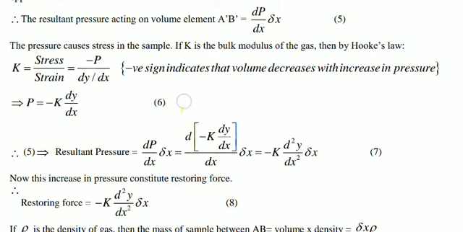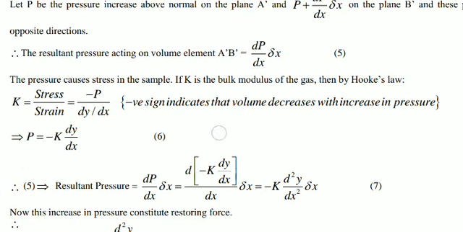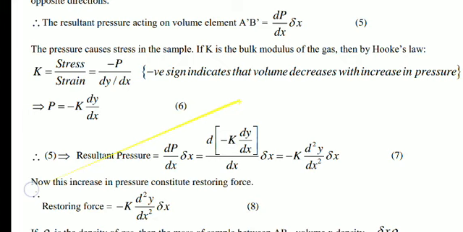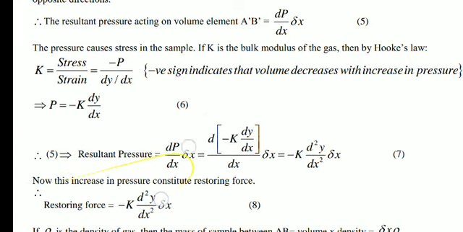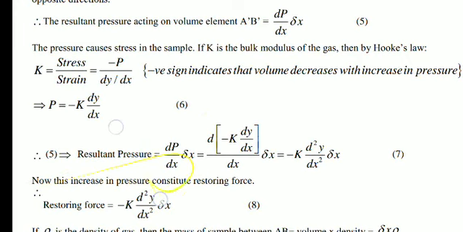Okay. Now the resultant pressure, we have already seen in equation number 5, the resultant pressure is dP by dx into delta x. So dP by dx into delta x, and instead of P we put minus K dy by dx. Okay, so let us differentiate this. K is constant, so it is taken out of the bracket, d by dx of dy by dx. So d2y by dx square into delta x.